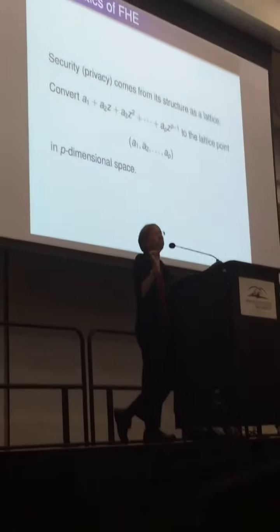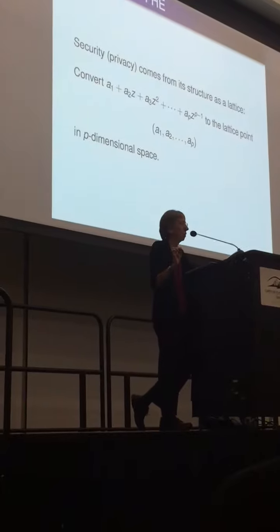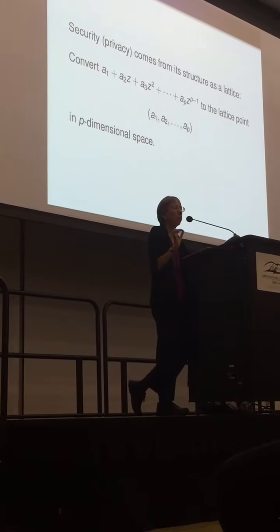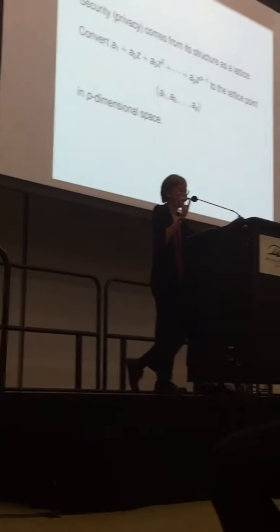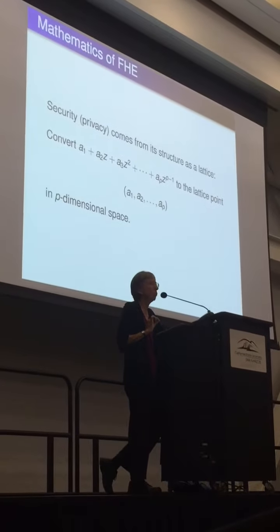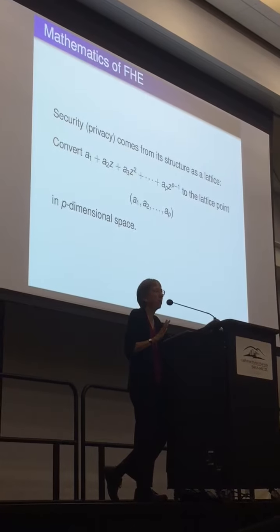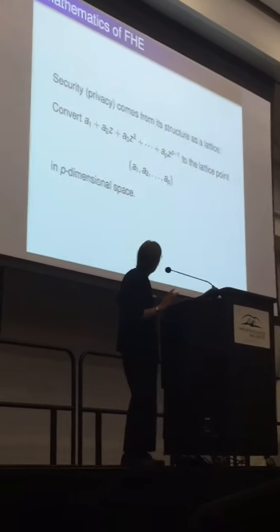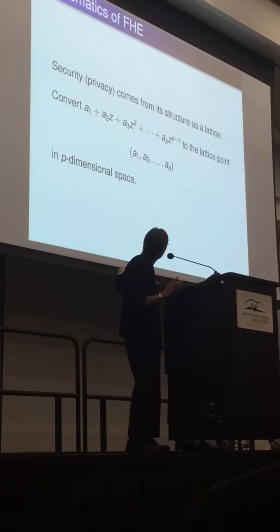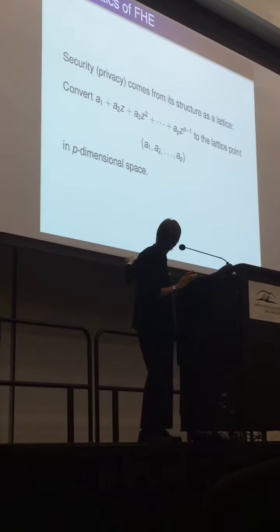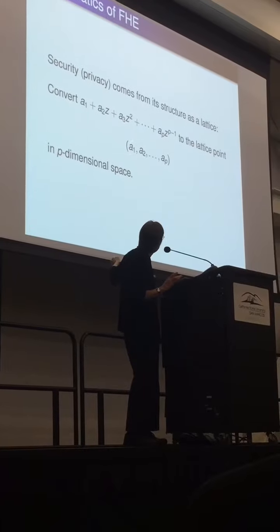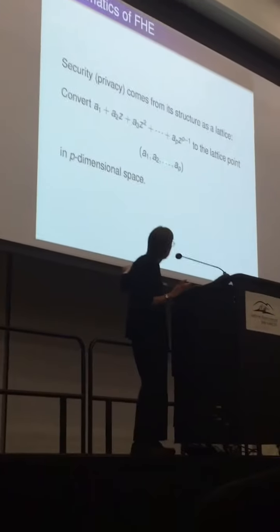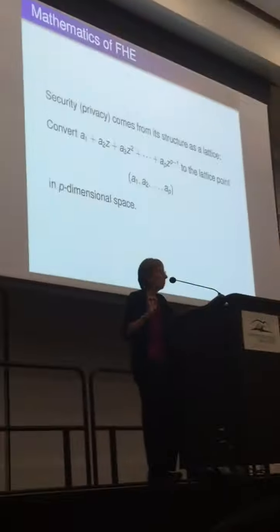The security, the privacy aspects of fully homomorphic encryption are going to come from its structure as a lattice. And I'll say in a minute what I mean by lattice. So to turn this into a lattice, you're going to take something of this form, something in our ring, and you're going to strip off the z's, and you're just going to look at this lattice vector in p-dimensional space. So this is going to be a p-tuple of integers. Remember, the A_i are integers. This is going to be a point in p-dimensional space.